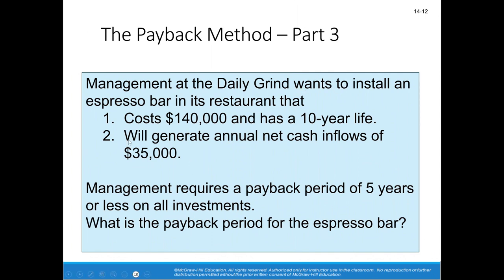So Daily Grind wants to install an espresso bar in its restaurant. It costs $140,000 and has a 10-year life. It'll generate annual net cash inflows of $35,000. So that's revenue less the expenses. Management requires a payback period of 5 years. So really, we're looking at 5 times 35,000, so that's 175,000. So this would satisfy their requirement of a 5-year payback.